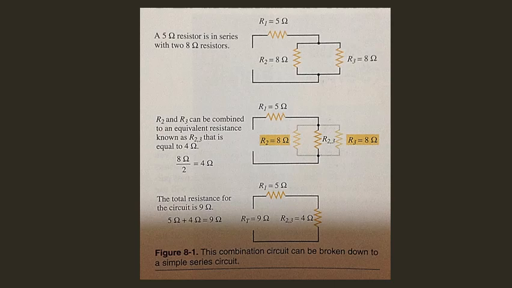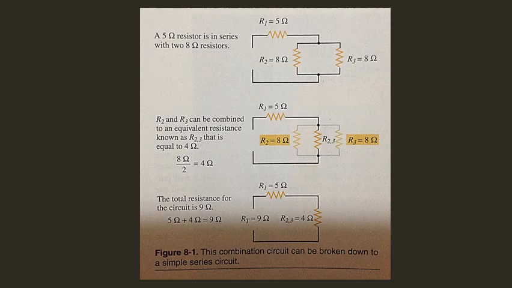The simplest way to understand this process is to work through some examples. Two examples follow. Be sure to work through all of these steps. Reducing to a simple series circuit. Example 1. Look at the top of figure 8-1. Shown on your screen, there are two 8-ohm resistors in parallel. In series with the two 8-ohm resistors is a 5-ohm resistance.